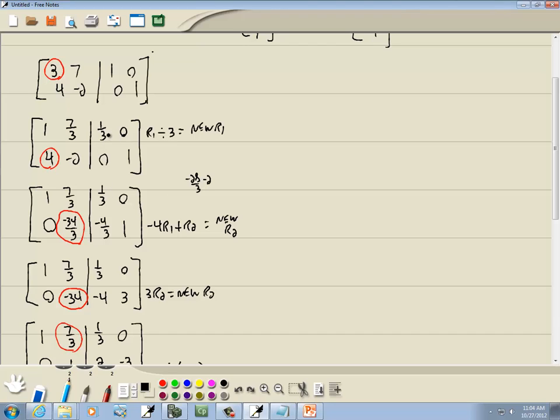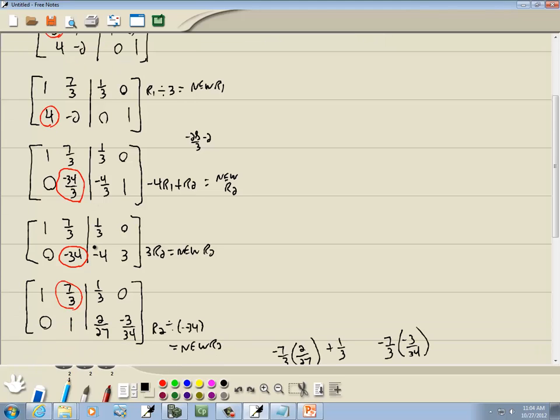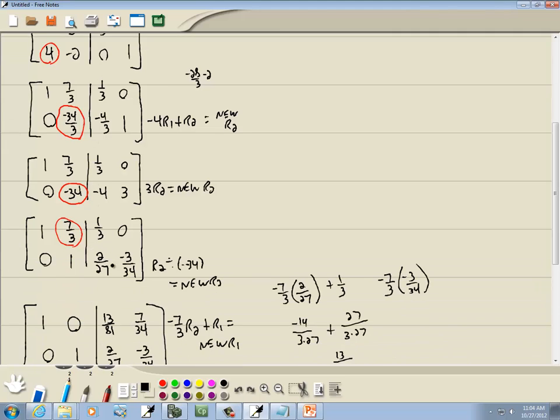And negative 4 times this is negative 4/3 plus 0 is negative 4/3. Gives me 1. That looks correct. Multiply everything by 3. Looks good. Divide everything by negative 34. Negative 4 divided by negative 34. The negatives cancel. We've got 2/17.